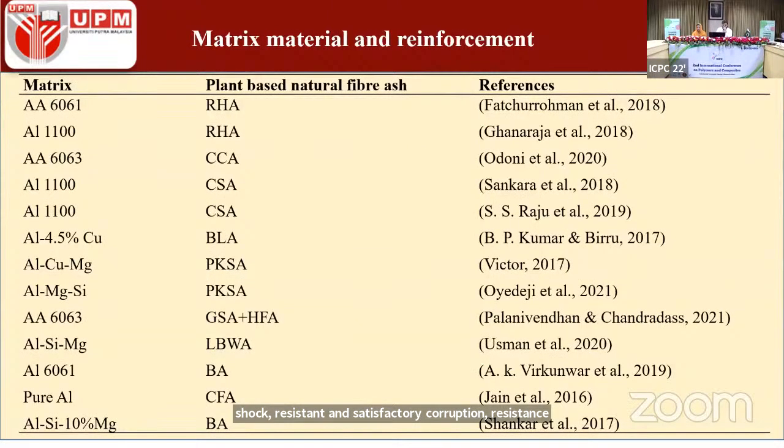So this is the matrix material and reinforcement. You can see the matrix here is aluminium, but the reinforcement is from plant-based natural fiber ash, and we are also showing some references from where similar work has been carried out. The plant and natural fibers reported to be used include RHA, CCA, CSA, BLA, PKSA, GSA, HFA, LBWA, BA, and CFA.